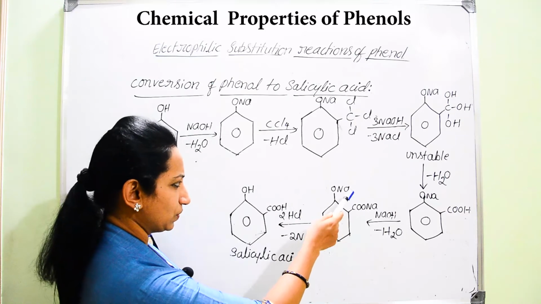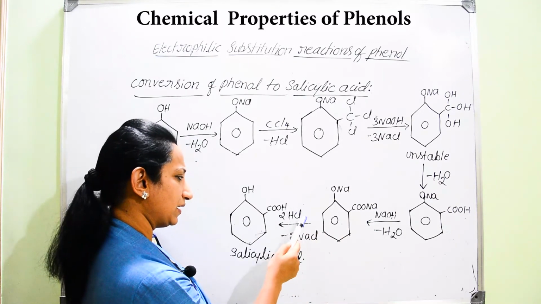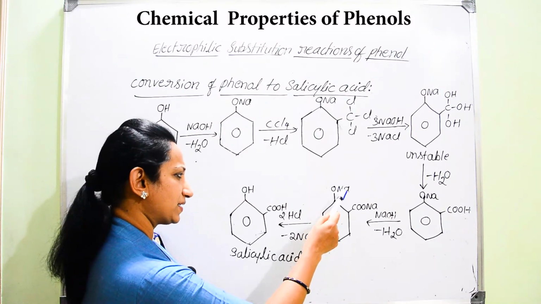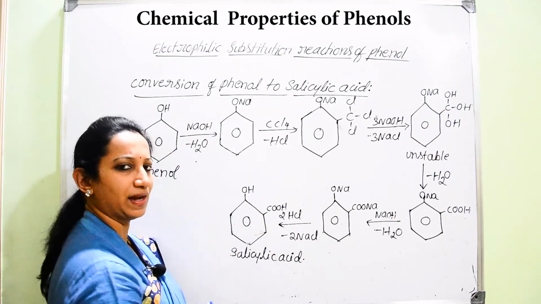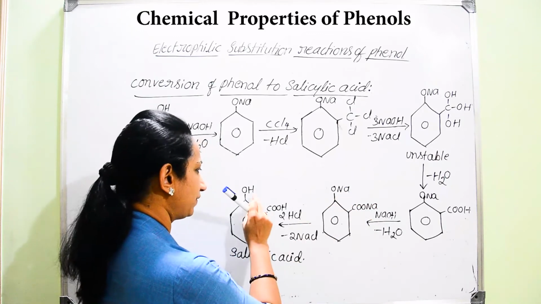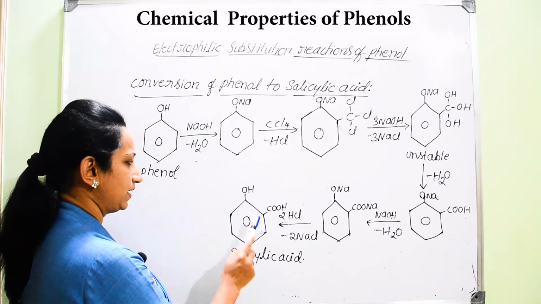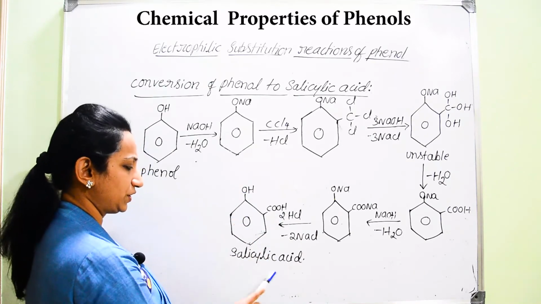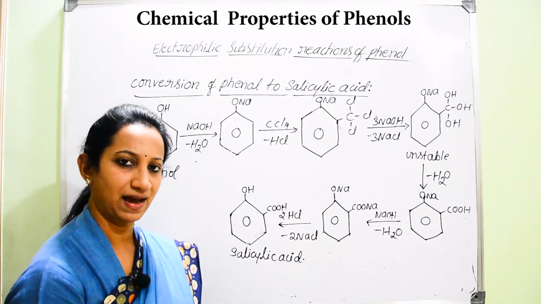Na will be interacting with HCl, then there will be removal of NaCl, and in the place of Na and Na you are going to add these hydrogen atoms. That means we are removing sodium atoms and replacing them by hydrogen atoms, so that we get OH group and COOH group at ortho positions. This compound is named salicylic acid.